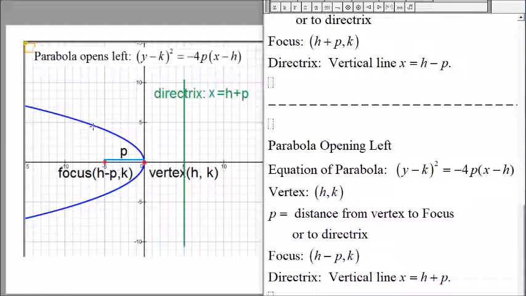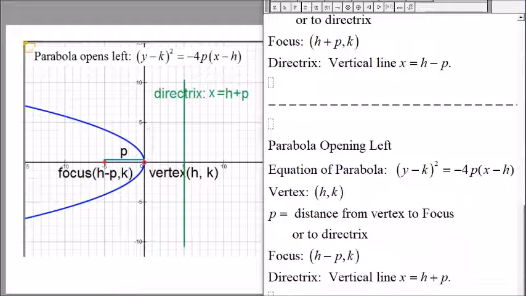And for a parabola that opens to the left, the equation will be (y minus k) squared equal to negative 4p times (x minus h). The focus will be at (h minus p, k), and the directrix is this line right here, the vertical line x equal to h plus p.